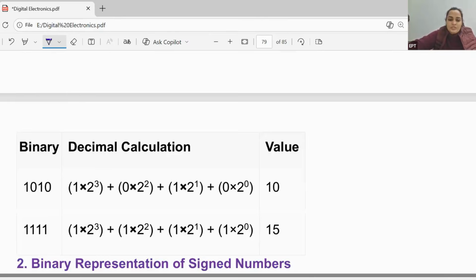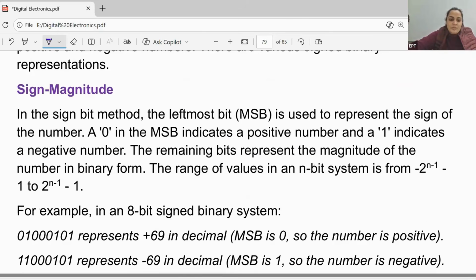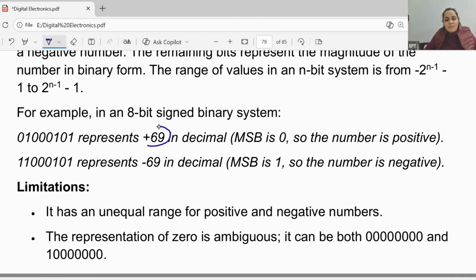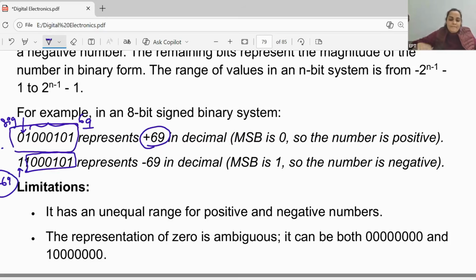Okay, you can go through these things. These are very easy. Sign magnitude I already discussed. See here. If we have plus 69, so how you will represent it? Using the 8 bits like this. So this 0 bit is for the sign, and this will show the magnitude, that is the 69. Here we have minus, so this is going to be negative data, and the decimal value of this binary is 69.